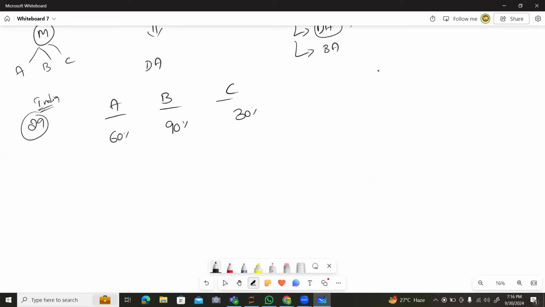As a business analyst, he needs to analyze which product has more sale and which product has less sale. To increase the sales of a company, he needs to improve the sales of each product individually. Product A has 60% of sale, product B has 90% of sale, product C has 30% sale. If the business analyst increases the sales of product C, the overall sales will also increase, right?